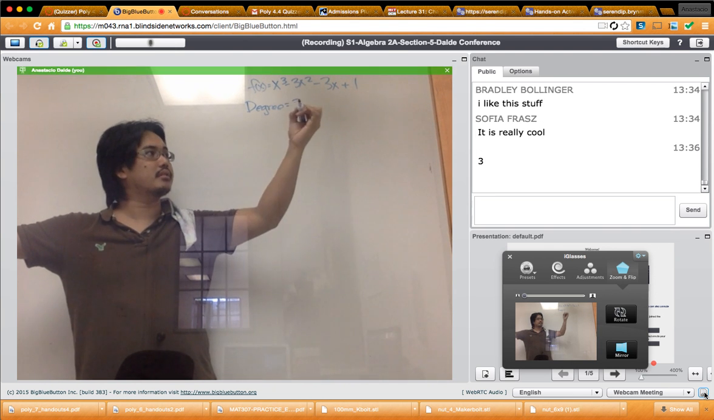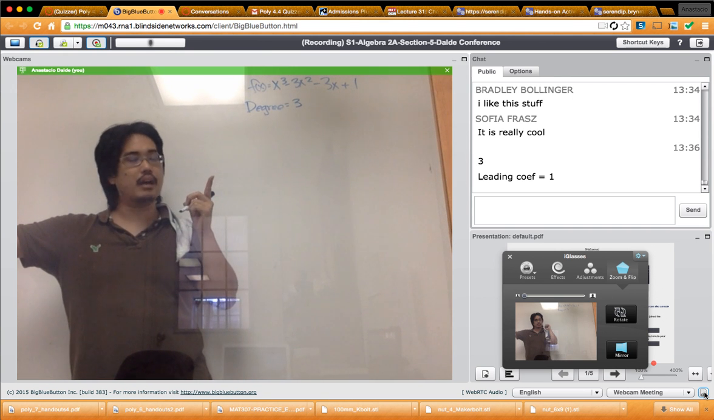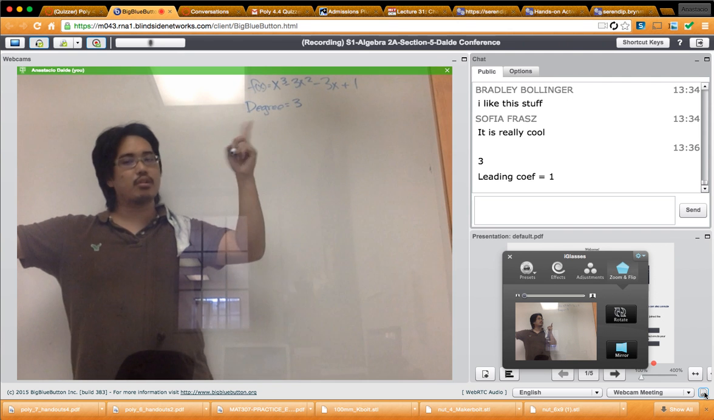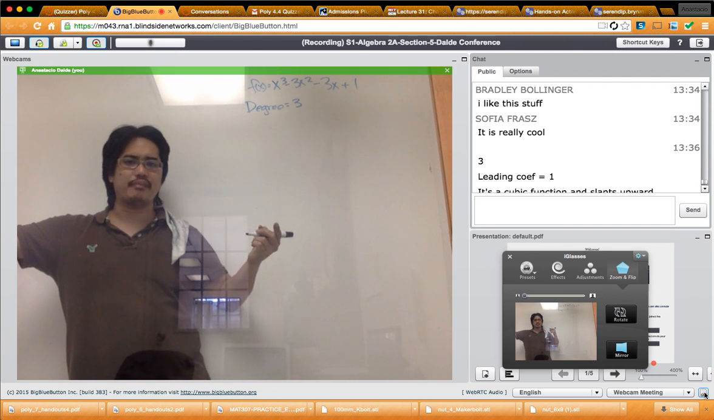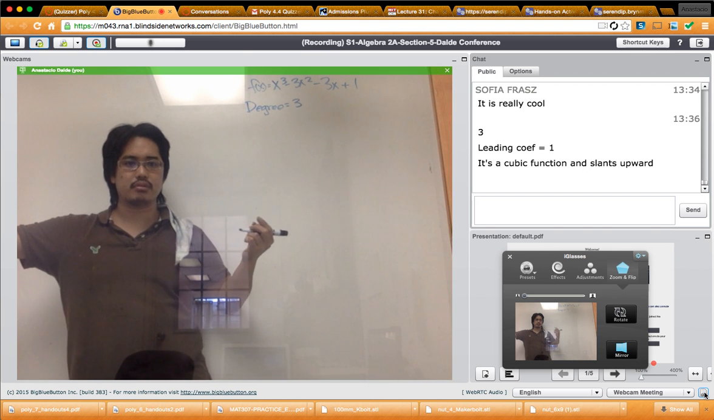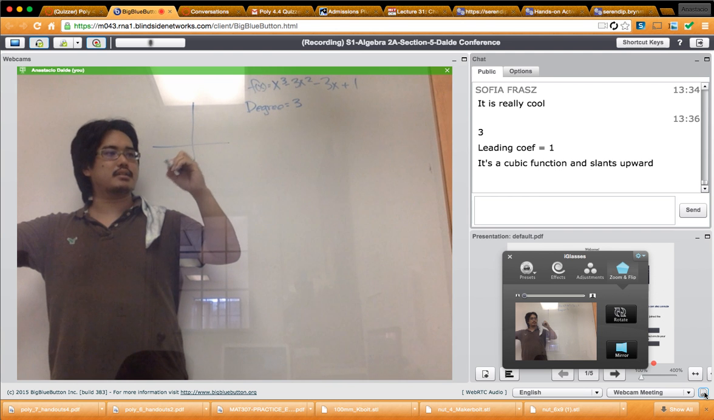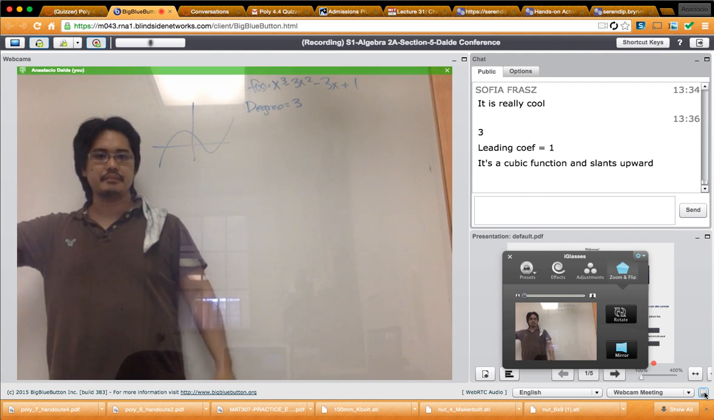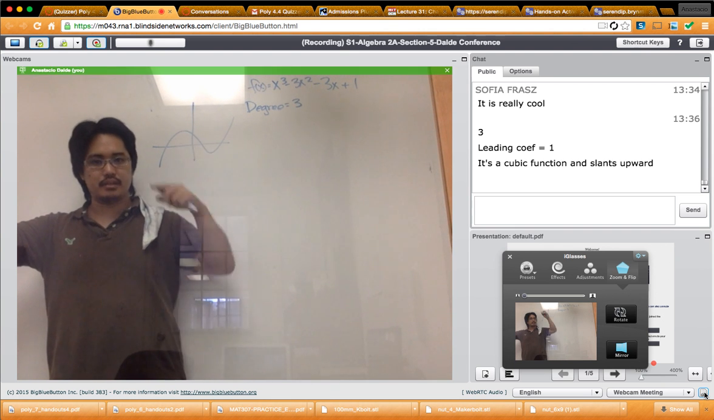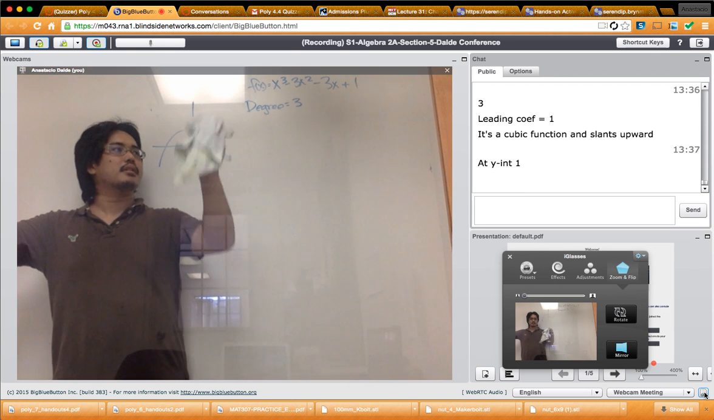It's 3, okay? So if it's to the cube power with a leading coefficient of 1, draw a sketch of what you think the graph might look like. Draw an ugly sketch. It's a cubic that slants upwards, something like this, right? If it were a negative, it would be going down like that, but it's cubic going positive. I'm going to erase this, but all right.